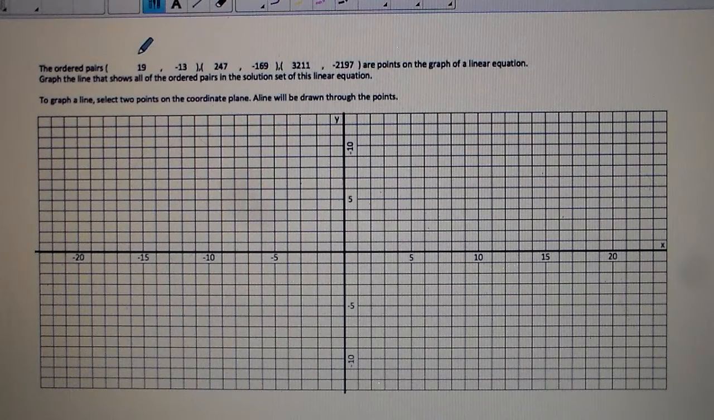So my ordered pairs are 19, negative 13; 247, negative 169; and 3,211, negative 2,197. All three of these coordinates are on one linear equation. They all fall on the same line. Graph that line on the graph that's provided to you.